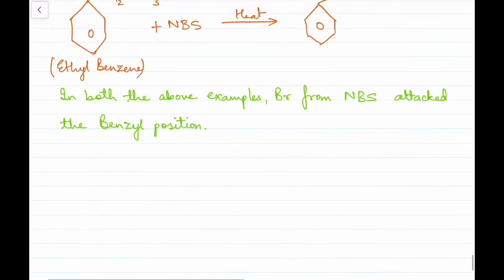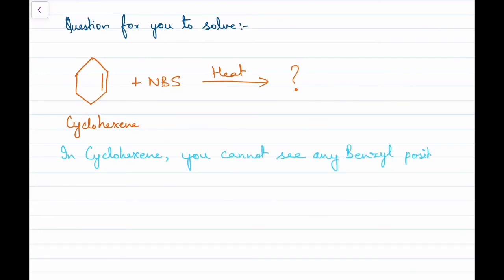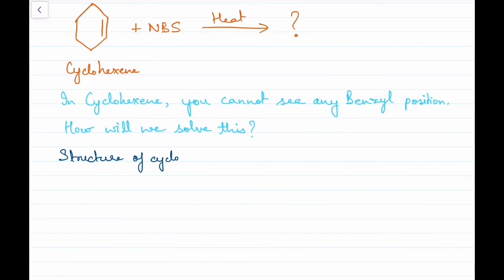The next question is for you to solve. We have cyclohexene here plus NBS in the presence of heat. What will be the product formed? Could you solve it? Let's understand. In cyclohexene, you cannot see any benzyl position, right? There's no carbon attached to it. So how will we solve this? Let's make the structure of cyclohexene.